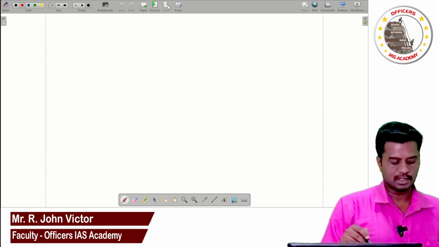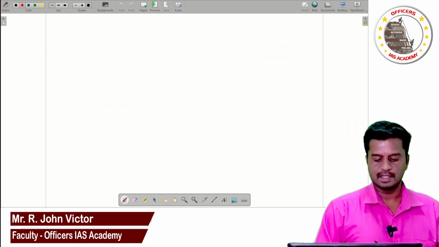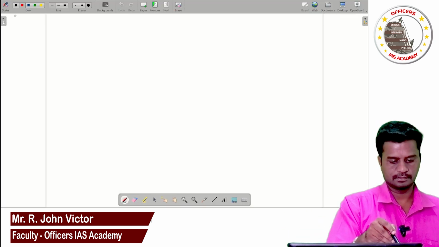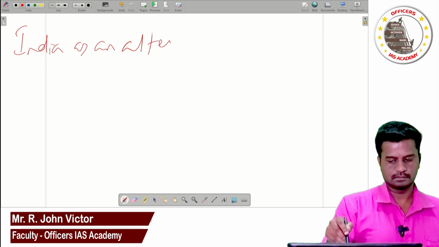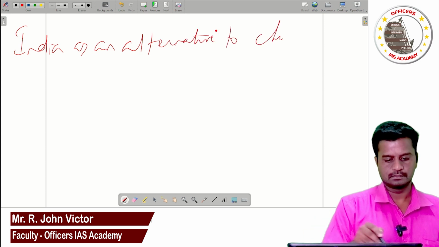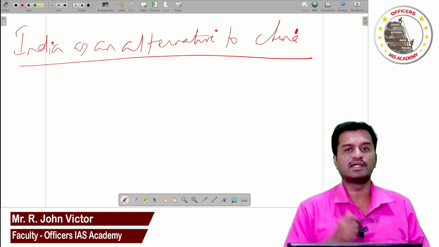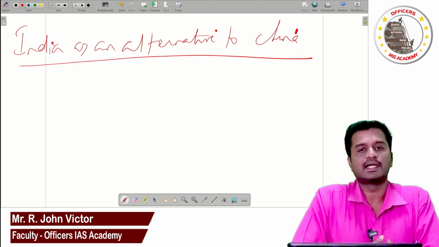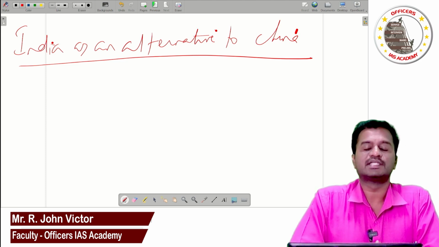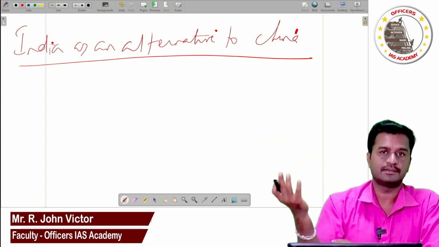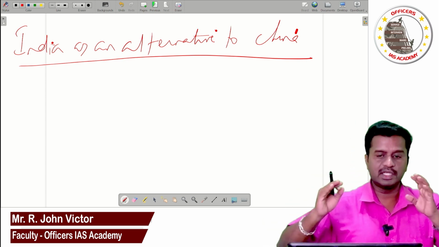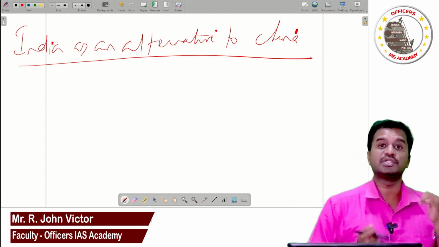Body of the answer is how India is used as an alternative. How is West fostering India as an alternative? The West is already dependent on China. For example, Western states like UK are members of AIIB. This bank is dominated by China. Many Western states are under the spheres of influence of BRI. Even US is dependent on China economically to a certain extent. Now, how is India going to replace? Okay. Now, you have to elucidate in the body of the answer.